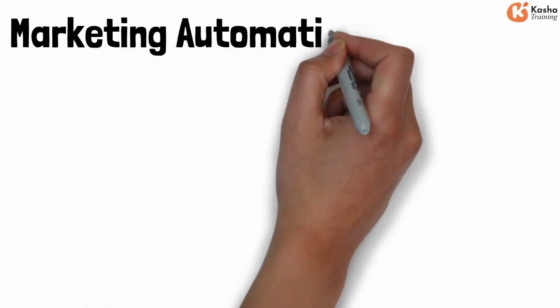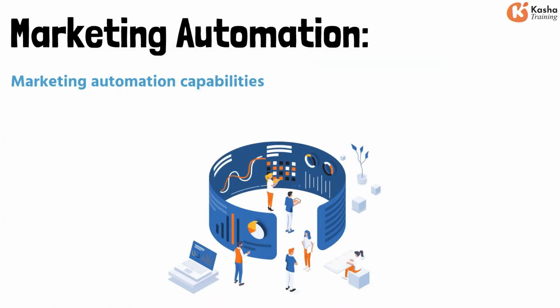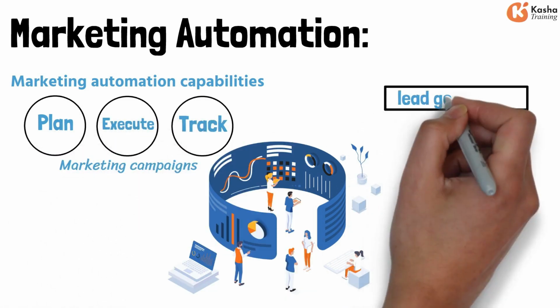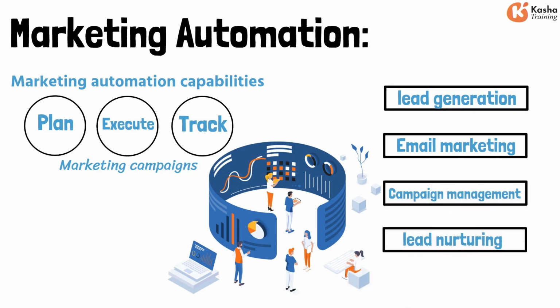Marketing automation. SAP C4C includes marketing automation capabilities, allowing businesses to plan, execute, and track marketing campaigns. It supports lead generation, email marketing, campaign management, and lead nurturing. Integration with customer data enables targeted marketing efforts and personalized messaging.